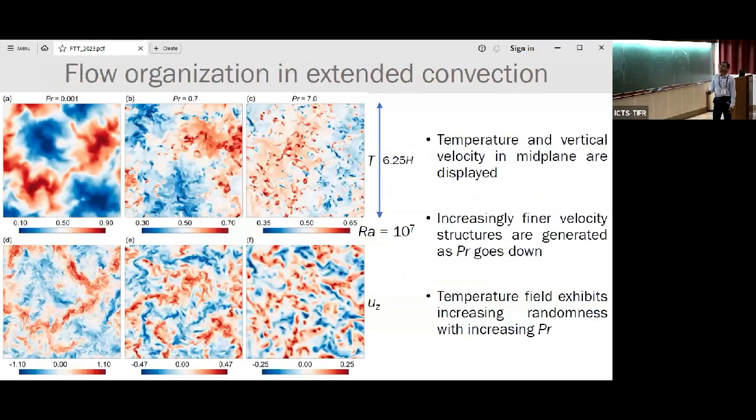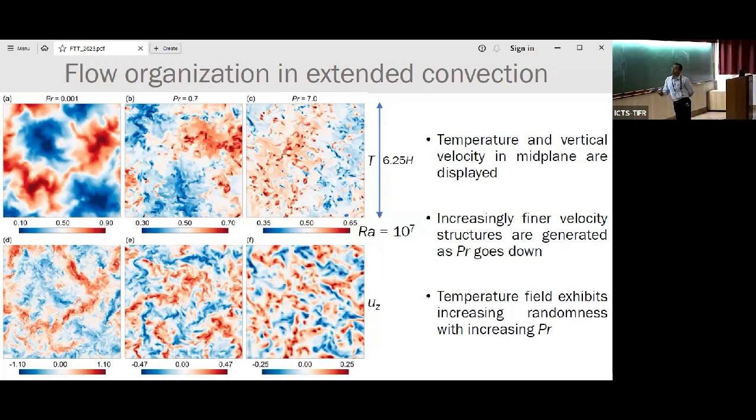That's what we found. Okay, so let's see the variation with respect to Prandtl number in the extended domain. We have zoomed into the flow, and if you change the Prandtl number from 10^-3 to 0.7 to 7, you can see that the temperature structures become more and more irregular. You can see sharp gradients in the temperature field here, and the velocity field follows the opposite. The velocity field becomes more and more regular on the same scale.